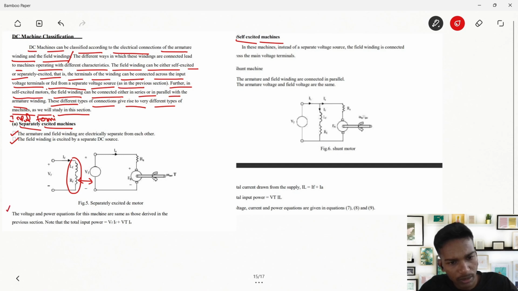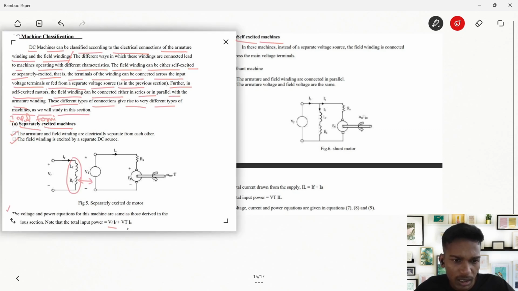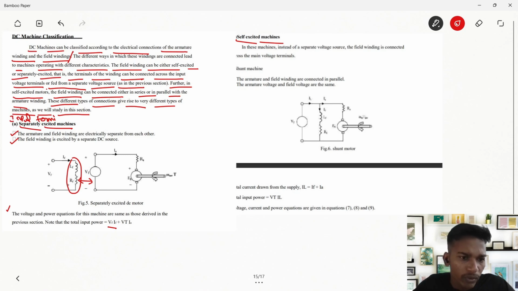The voltage and power equations of the machine are the same as those derived in the previous section. Note that the input power is VF IF plus VT IA, because here we are applying some power to the field and some other power to the armature. The whole power is the sum of VF IF plus VT IA. This is the whole power given to this circuit for the rotation of the shaft. This is the main point.